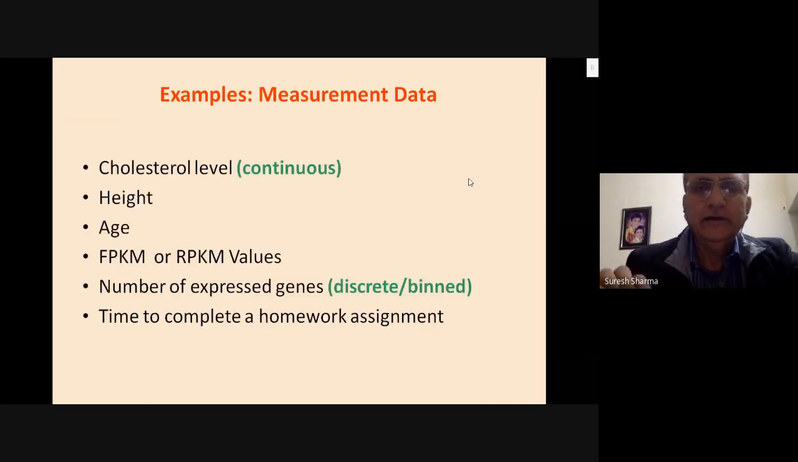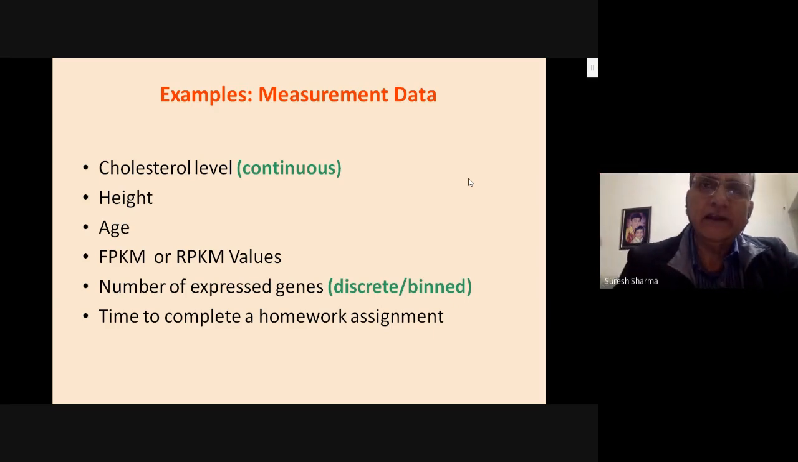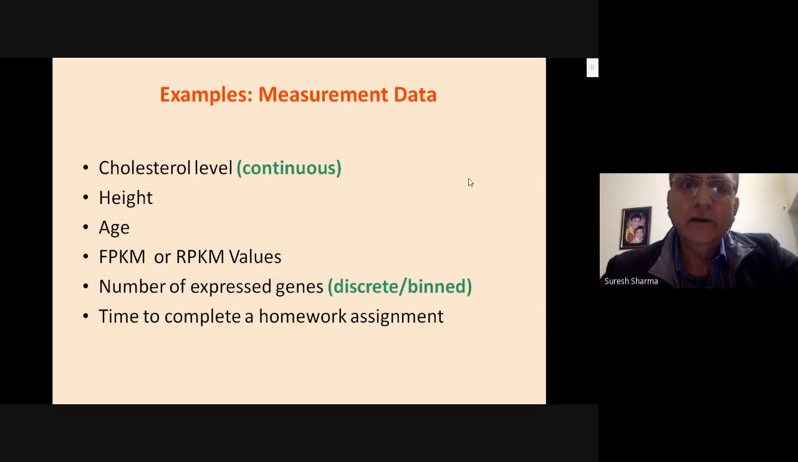All right. Then comes the measurement data, like cholesterol level, height, age, this FPKM value. Whenever we take a fragment of DNA and we put them into an experiment that is called Illumina, the entire information comes out in terms of ATGC. And then there is a method to convert that ATGC, which are 4 nucleotides, into some mathematical expression. And that mathematical expression is basically called FPKM value, which is called fragment per kilobase per million.